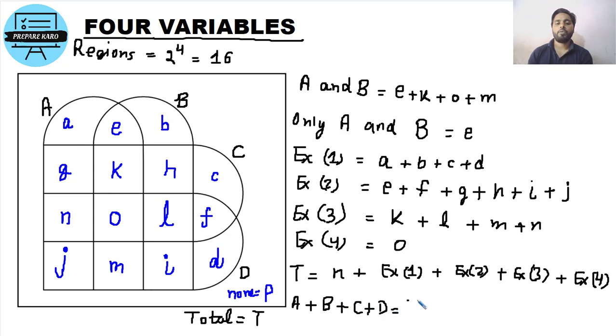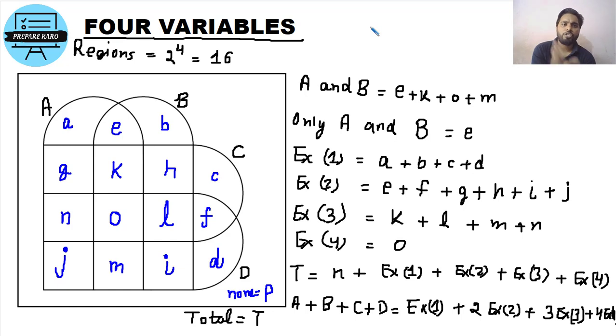And if we add A, B, C, D, this will be exactly 1, twice of exactly 2, thrice of exactly 3, and 4 times exactly 4, right? Okay. So this is the 4 variable Venn diagram, right? The rest of the things, at least one variable, at least two, at least three, at least four, you can easily understand while solving the questions.